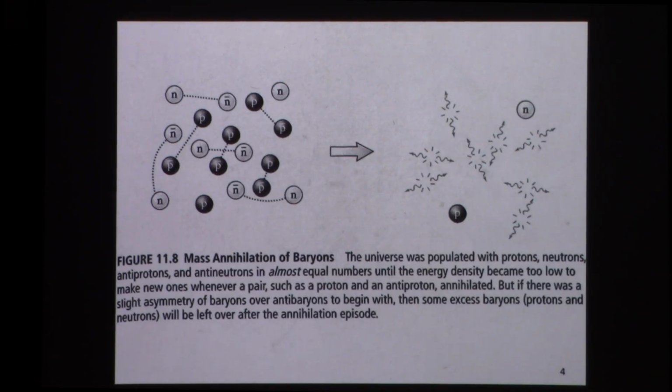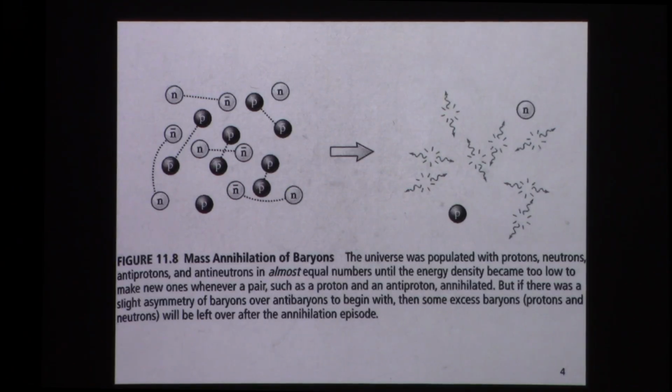And the estimate is that for every billion antiprotons in the early universe at this time, there were 1,000,000,001 protons. For every billion neutrons, there were 1,000,000,001. For every billion antineutrons, 1,000,000,001 neutrons.